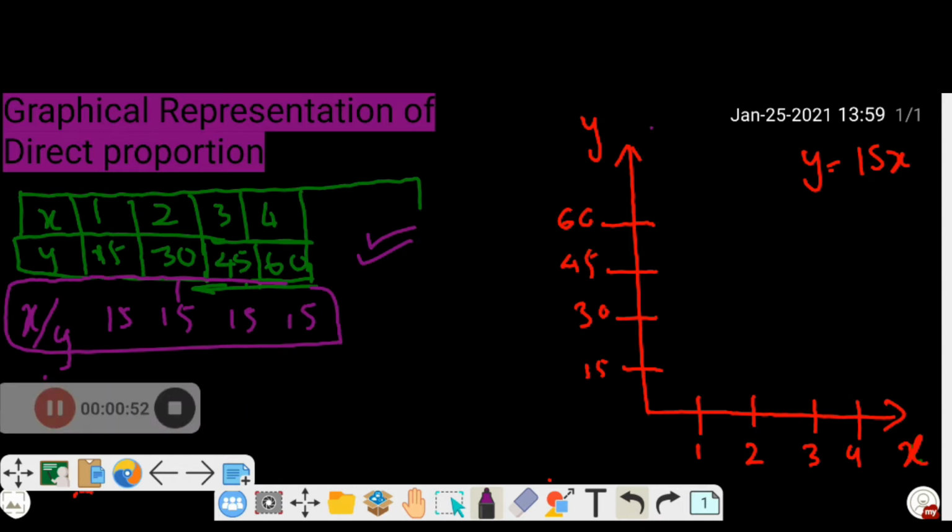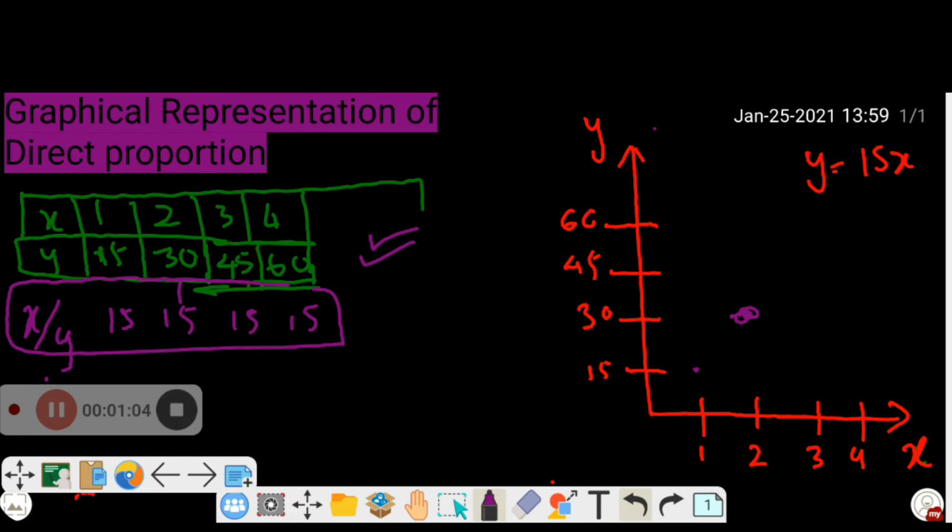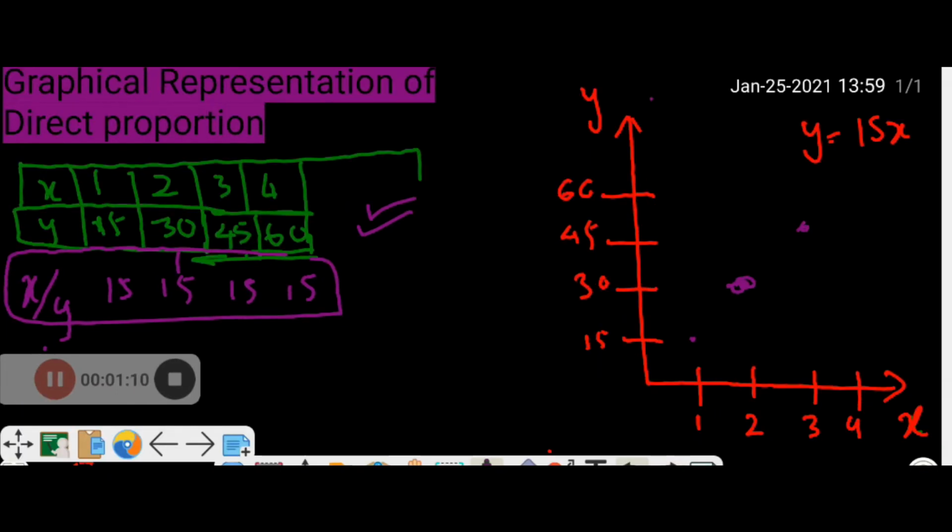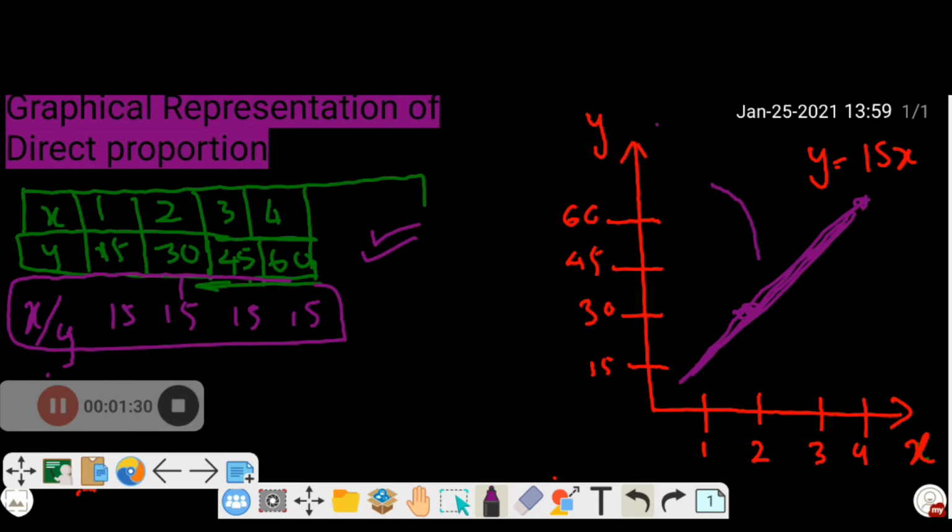So x against y: 1 and 15, 2 and 30, 3 and 45, and 4 and 60. As we can see, that's a very rough graph. Yeah, as we can see, the shape of the graph is linear, or a straight line.